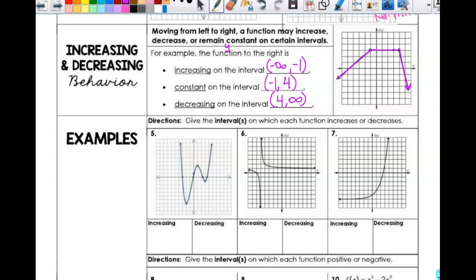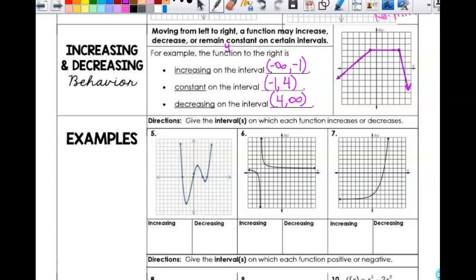Yes, because we're going to not include them, because at those points, we don't know if it's increasing or decreasing or constant at that point. So everything's open for increasing and decreasing, okay? You don't even have to think about it. It's all open. All right, we good?